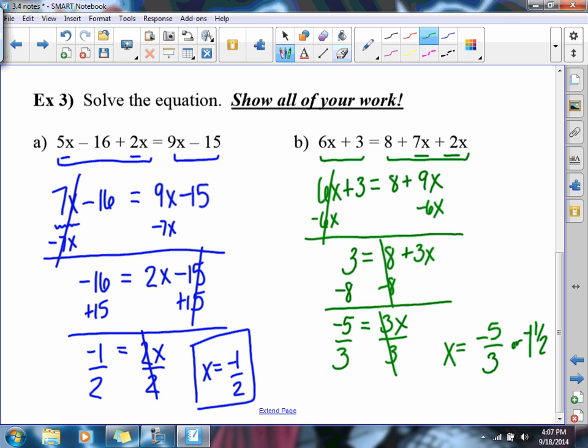Whoops. If I could write the right fraction, that would be good. There we go. Okay, negative 1 2/3. So either way you want to write your answer would be acceptable. If you wanted to write it negative 1.67, that's okay too. If you want to get a decimal, that's fine.